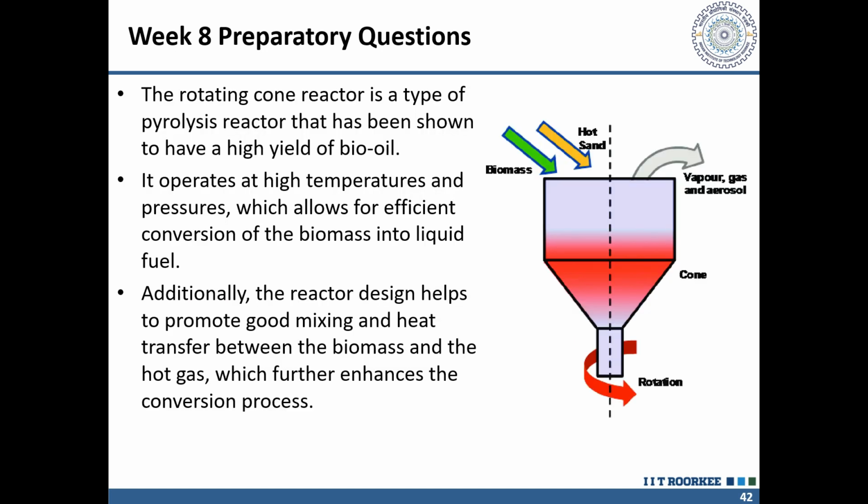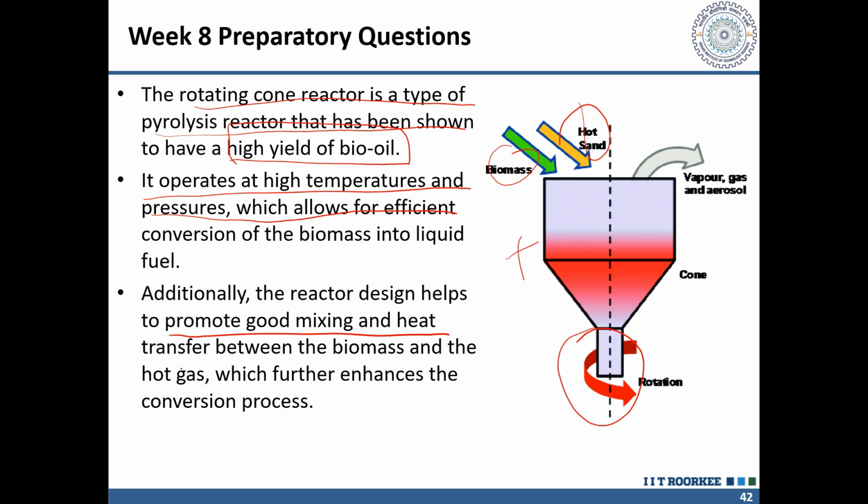So a rotating cone reactor is a type of pyrolysis reactor that has been shown to have a high yield of bio oil. And in this also we can see that if we pour hot sand and biomass, and with the rotation, both of these combined make the yield very high. It operates at very high temperature, which allows for efficient conversion of biomass to liquid fuel. Additionally, the reactor design helps to promote good mixing and heat transfer between the biomass and the sand, which further enhances the conversion process.